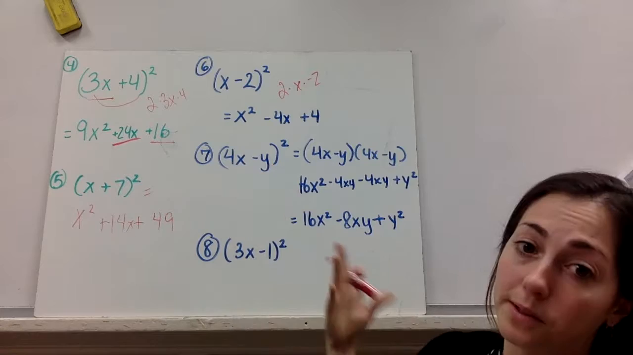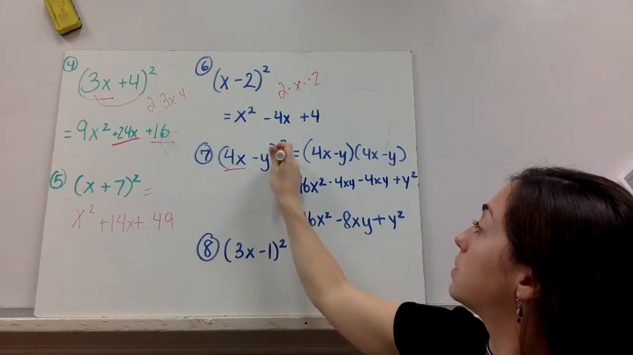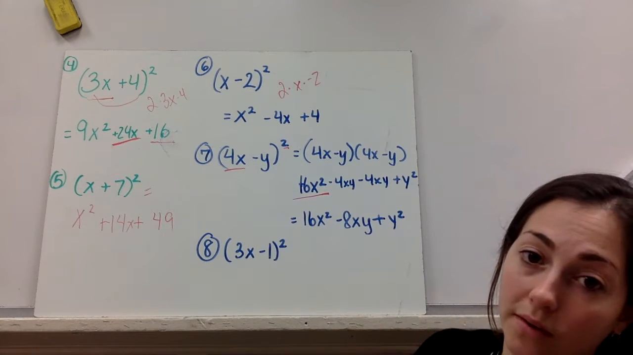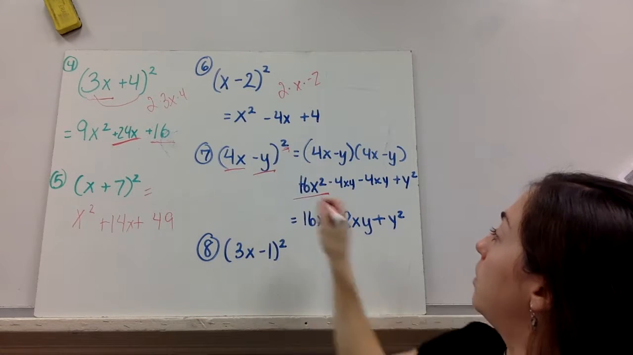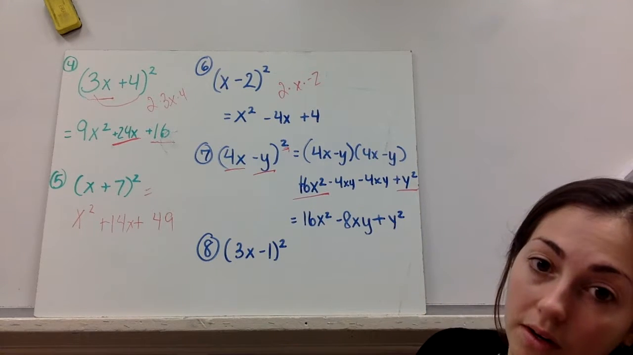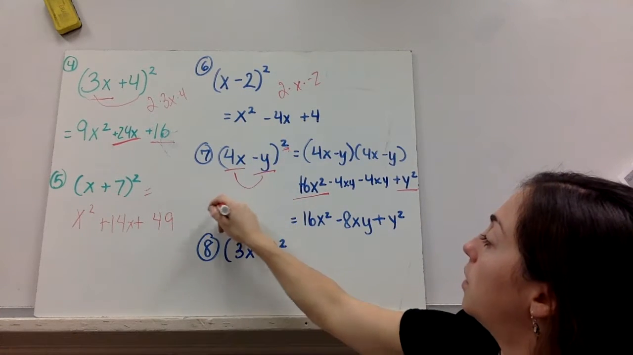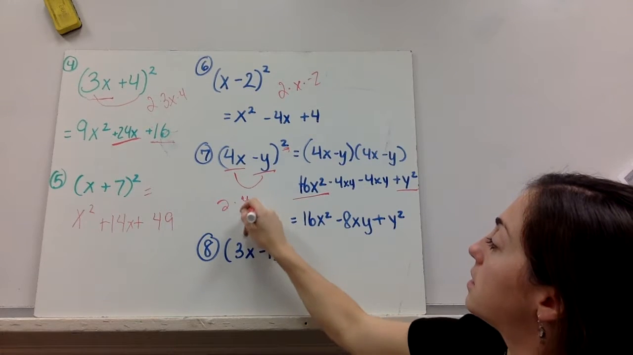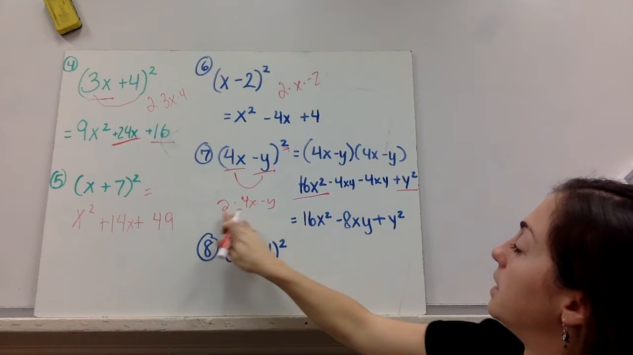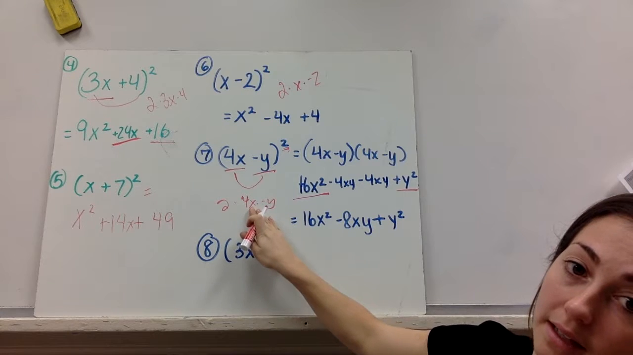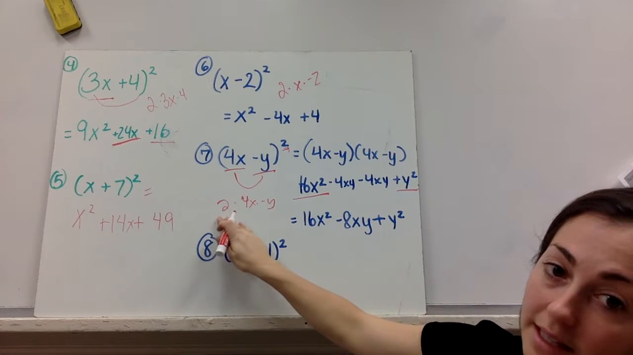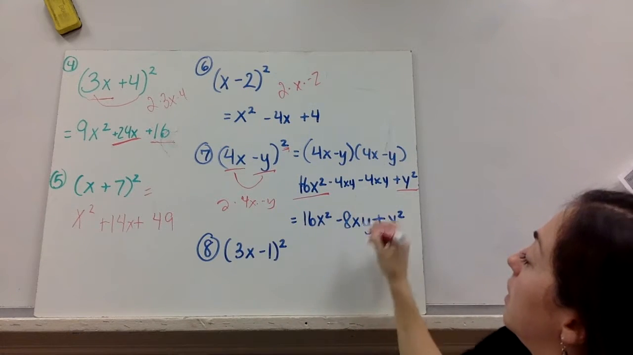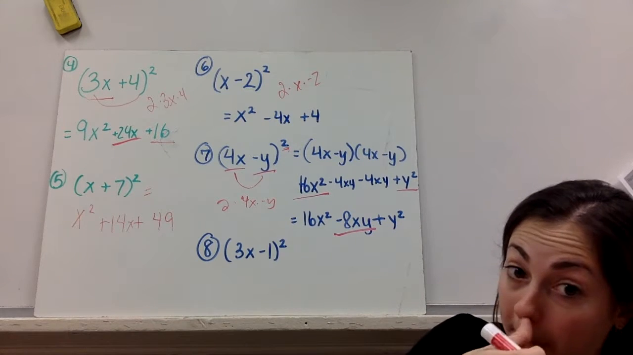Here, if you have two variables, it's fine. 4x squared is 16x squared. Negative y squared is positive y squared. And then 2 times 4x times negative y is negative 8xy. And that's what we see in the middle here.